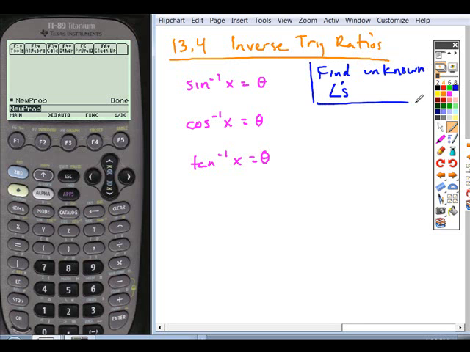Now, when you find unknown sides, you can use Pythagorean theorem, you can use trig ratios, you can use a number of different measures, but when you find unknown angles, you're always going to use the inverse trig ratios. Here's the thing you have to keep in mind, and this ties in the section on reference angles: the inverse sine is only defined from negative 90 degrees to 90 degrees. Which quadrants is that?